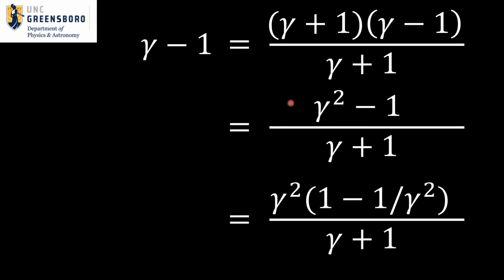Now I'm going to take this next step, which isn't necessary, but it does make the subsequent math steps a little easier to follow, I believe. So I'm going to factor out the gamma squared. That's all I did here. And you can see if I multiply gamma squared back through here, I'm going to get this expression. Gamma squared times 1 is just gamma squared. Gamma squared times 1 over gamma squared is just 1. Okay. So I just factored this out.